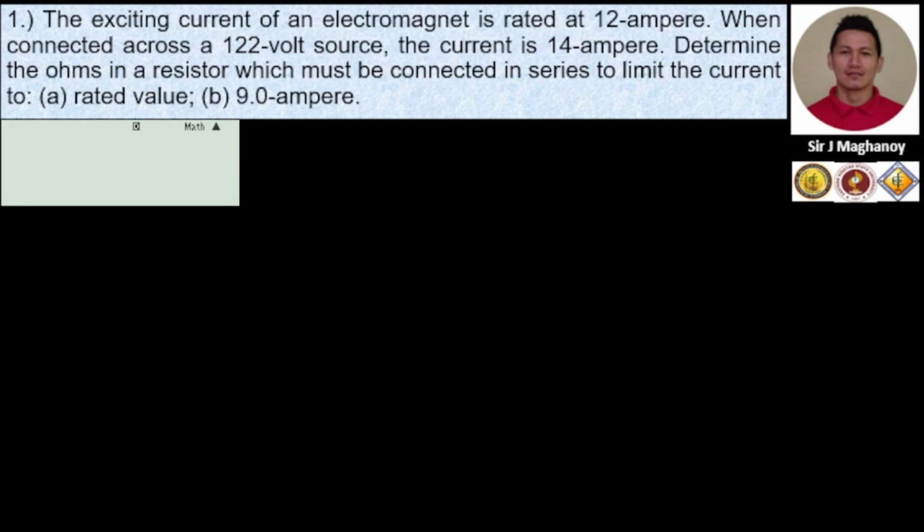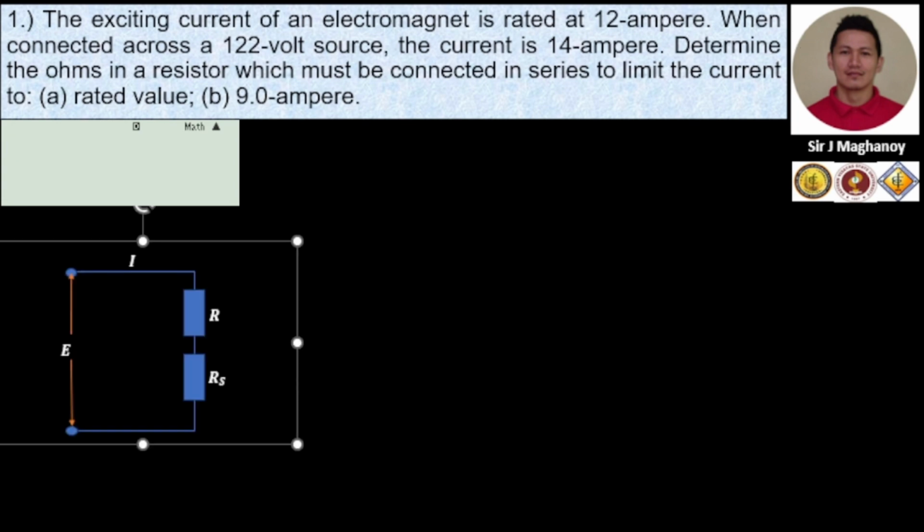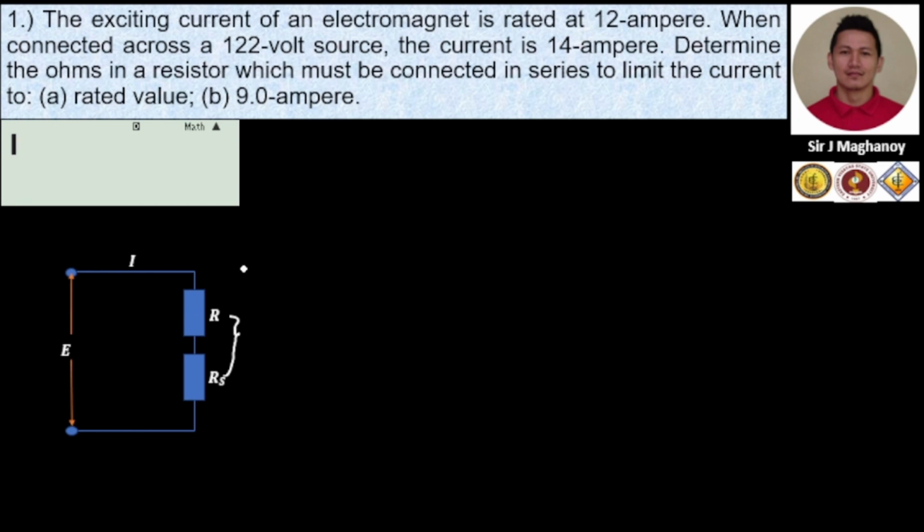Okay, our first step is to read and understand the problem. Let's draw the circuit diagram. Our circuit has a source, an electromotive force E, and a current flowing in the circuit. Of course, the circuit has a resistance. So the first is we have a rated value. What is the difference between rated and the actual?